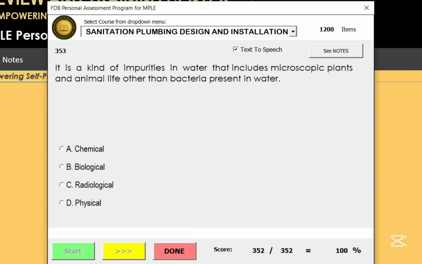It is a kind of impurities in water that includes microscopic plants and animal life other than bacteria present in water. A. Chemical. B. Biological. C. Radiological. D. Physical. Please pick your choice. Option B is your choice, and it's the correct answer. Well done.